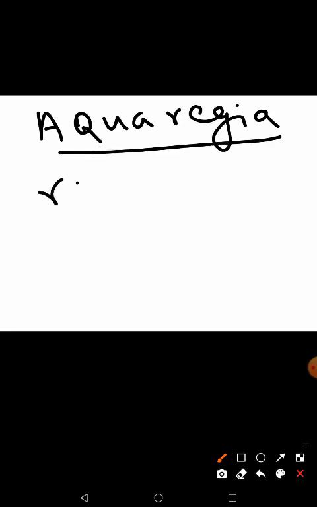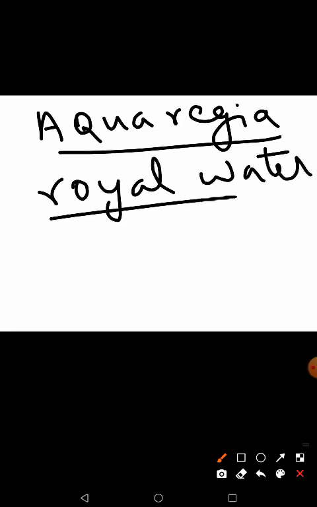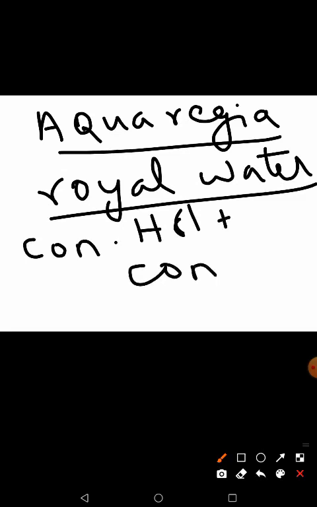Now let's learn about aqua regia. Aqua, you know, water. Aqua regia is a Latin word whose meaning is royal water. It is a combination of concentrated hydrochloric acid and concentrated nitric acid. Nitric acid itself is a strong acid, and if it is concentrated, imagine, in the ratio 3:1.